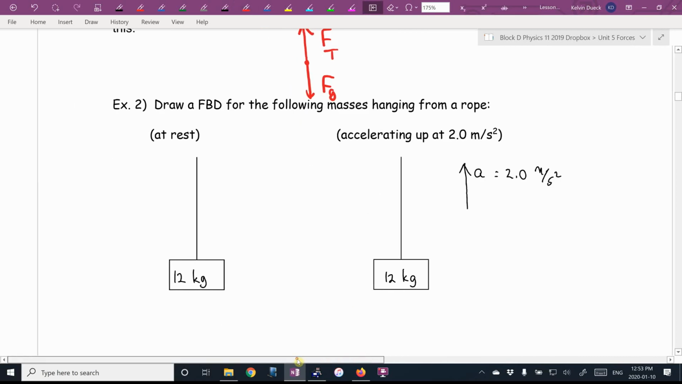Another good example is when we have a mass hanging from a rope. So this says draw a free body diagram for the following masses that are just dangling from the rope. We have one situation at rest and one where it's accelerating. Let's do the one at rest first. Let's represent it with a dot. What are the forces acting on this? Get the obvious one. Gravity. Fg.